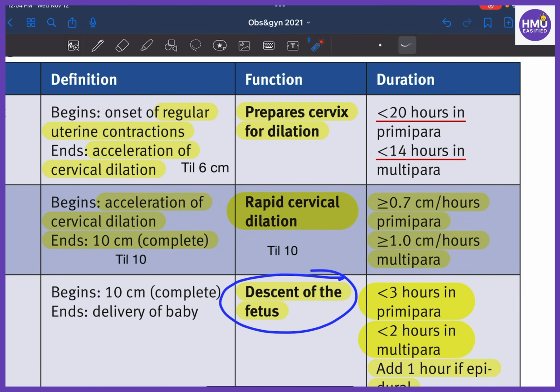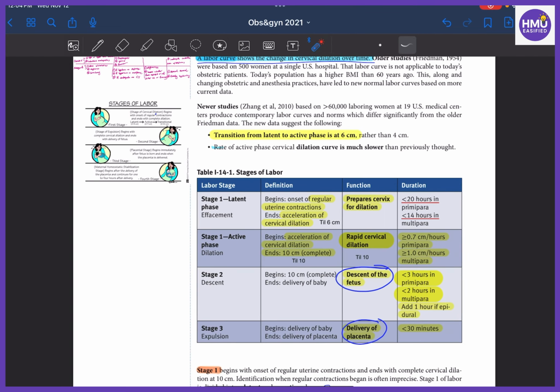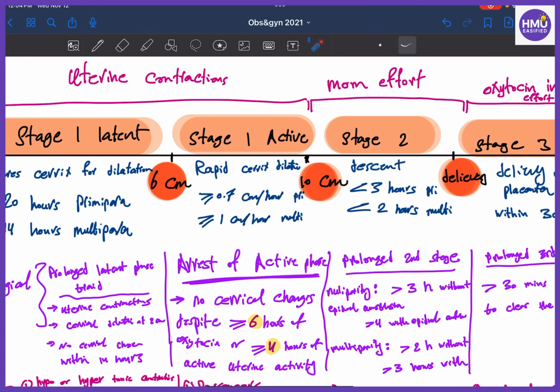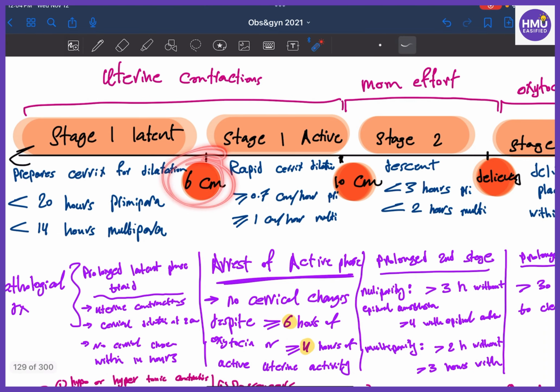So again, the multipara are better than the primipara. Why? The primipara are new to their job. They can do equal or more to 0.7 centimeters in an hour dilatation, but the multipara can do a whole 1 centimeter in an hour. Okay, so let's come here and see. So we ended here in the latent phase at 6 centimeters. We're gonna go from 6 centimeters to 10 centimeters. This is stage 1 active, the rapid cervical dilatation, and we said 0.7 centimeters in primipara and 1 centimeter per hour in multipara.